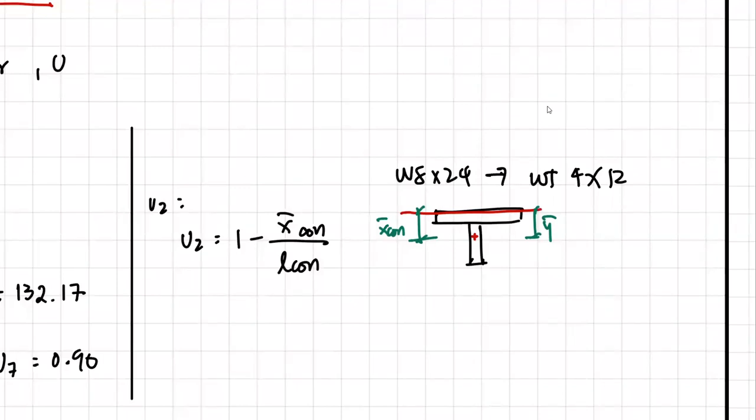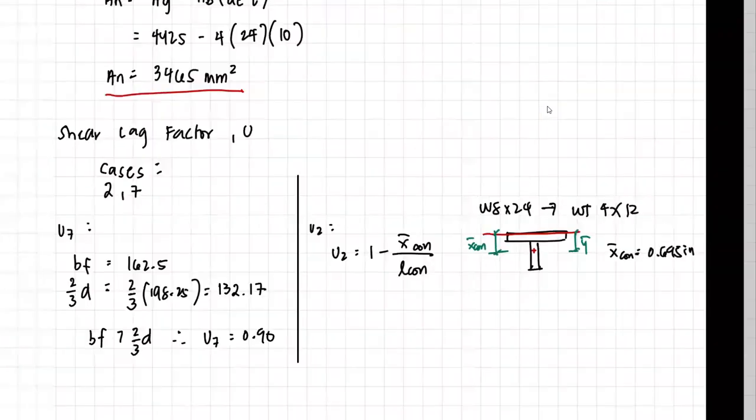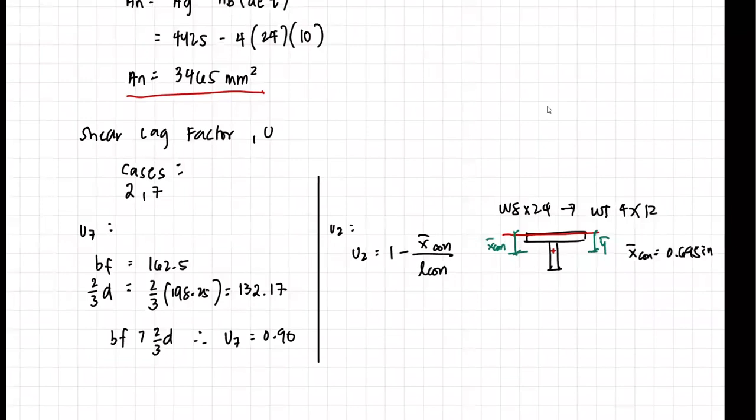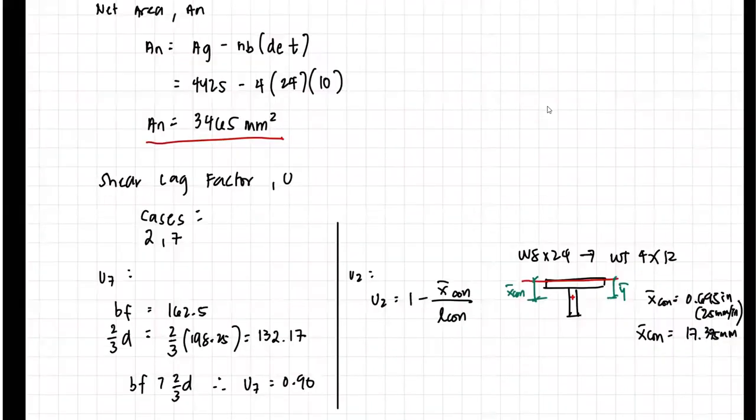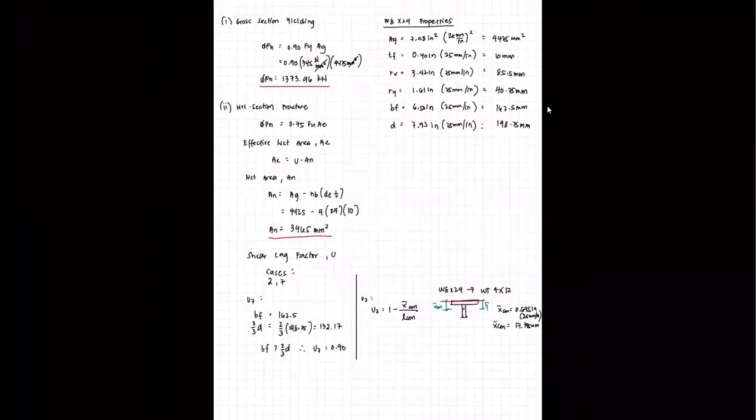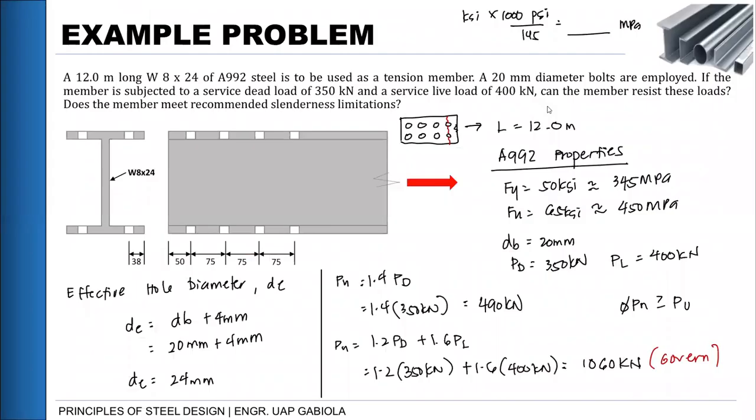So X cone is equal to 0.695 inch. And since our unit is in mm, we need to multiply it by 25 mm per inch. So that is 0.695 times 25. We have 17.375 mm. Okay. For L cone, we need to measure the out-to-out distance of the bolts.